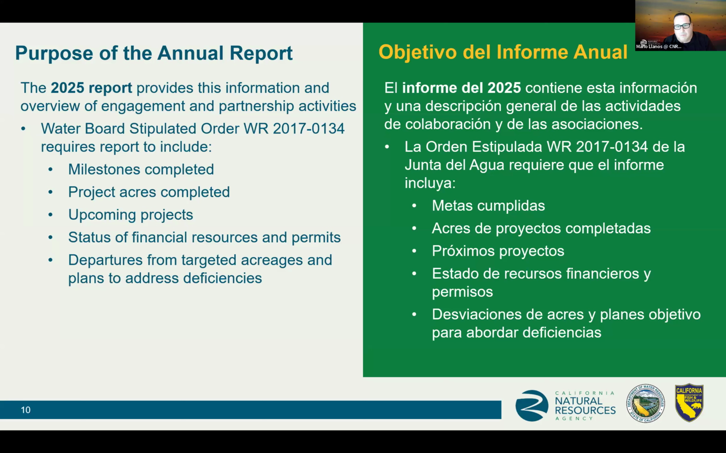So the purpose of the annual report: the water board order that we operate under requires this annual report to include milestones completed, project areas completed, upcoming projects, and status of financial resources and permits, and also to identify departures from targeted acreages and plans to address those deficiencies. However, if you look through the report, you'll see many more details about our program and the things that we do on a yearly basis. Next slide.